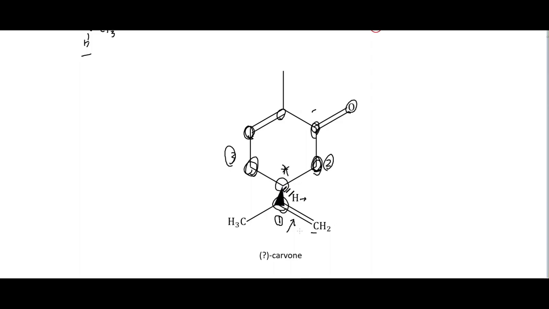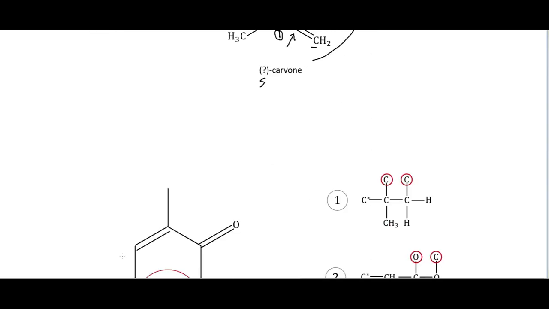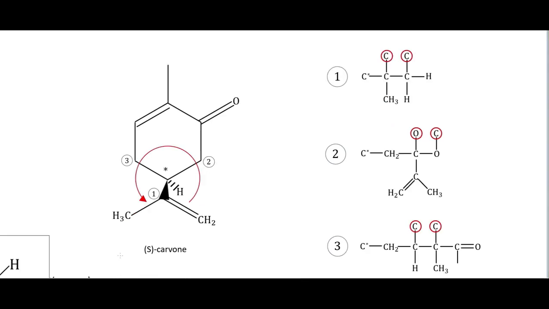And so it looks like if we are going from one to two to three, we are going around this way, and so that's counterclockwise. And so this looks like it is probably an S. So I have the answer down here. And so, yep, in fact, this is S. And so this is the S carvone molecule here. And so again, this asterisk here is on our chiral carbon right there.